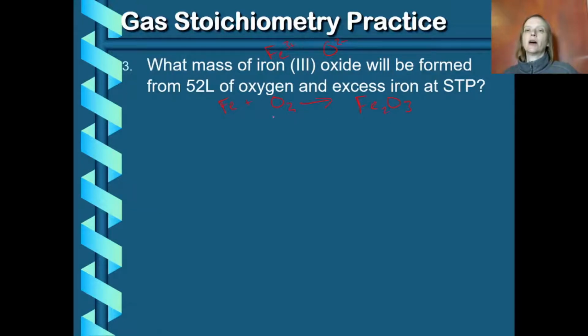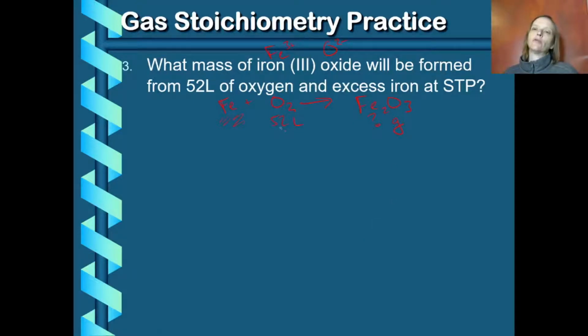And I know that I've got 52 liters of oxygen. It says I've got plenty of iron. I've got excess of this, so I don't have to worry about how much iron I have. But I want to know how much mass, how many grams of iron 3 oxide I can make.